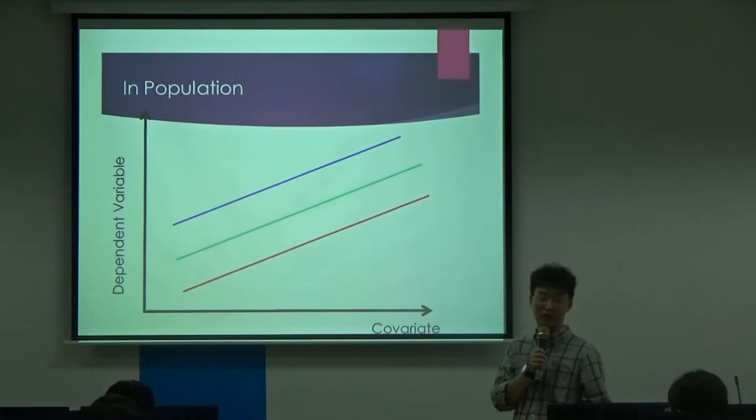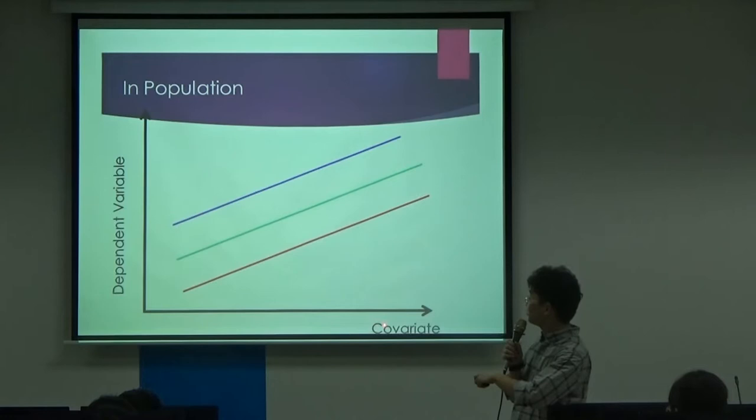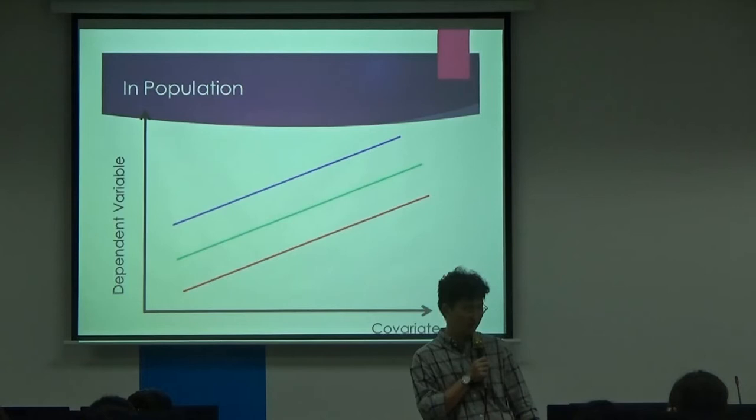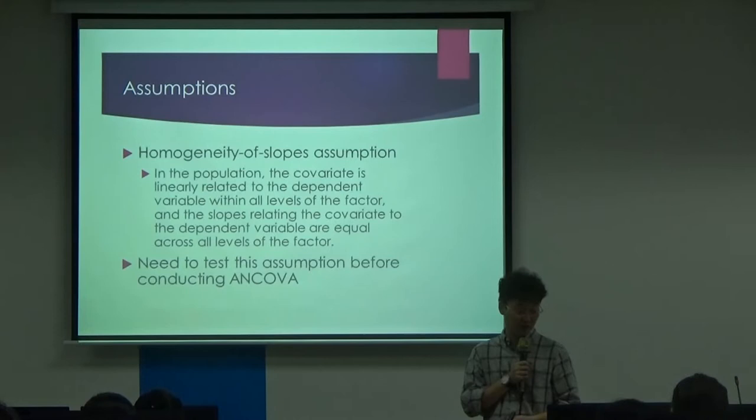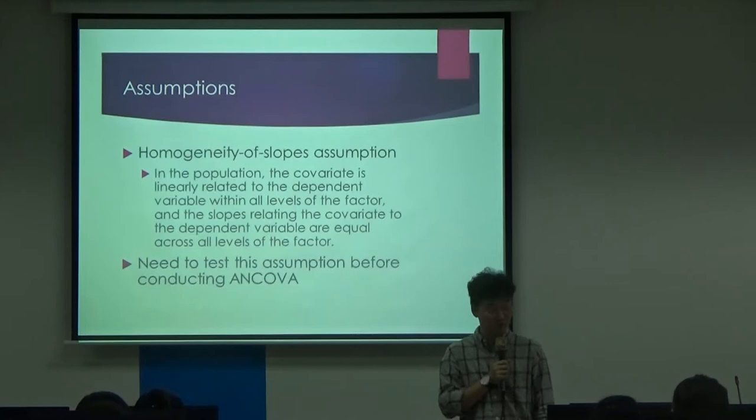So that's the homogeneity of slopes assumption: the slope between the covariate and the dependent variable is the same across all of these groups created by the independent variables. If we look at this statement, it says in the population, the covariate is linearly related to the dependent variable within all levels of the factor, and the slopes relating the covariate to the dependent variable are equal across all levels of the factor. That's the homogeneity of slopes assumption.